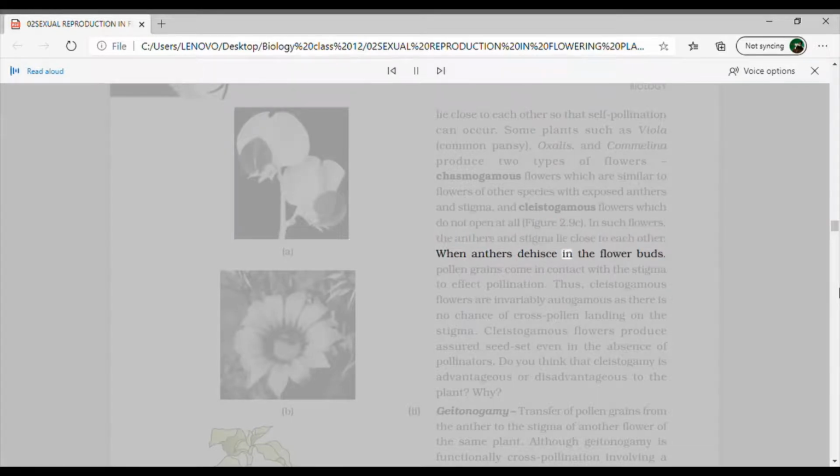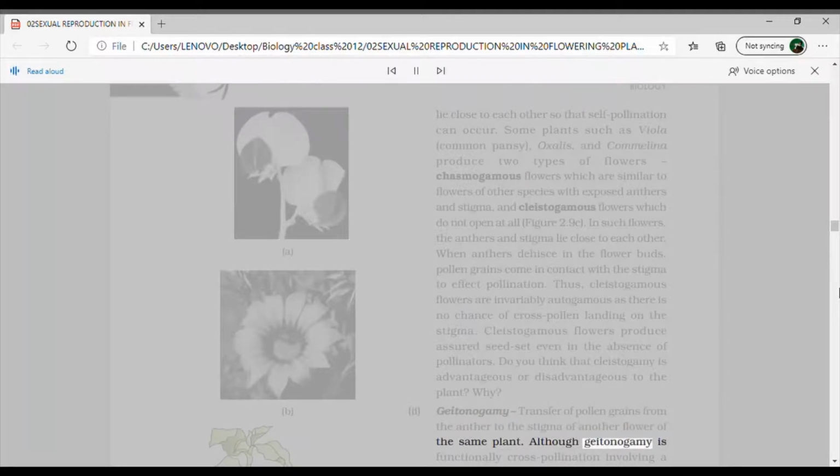When anthers dehisce in the flower buds, pollen grains come in contact with the stigma to effect pollination. Thus, cleistogamous flowers are invariably autogamous, as there is no chance of cross-pollen landing on the stigma. Cleistogamous flowers produce assured seed set even in the absence of pollinators. Do you think that cleistogamy is advantageous or disadvantageous to the plant? Why?